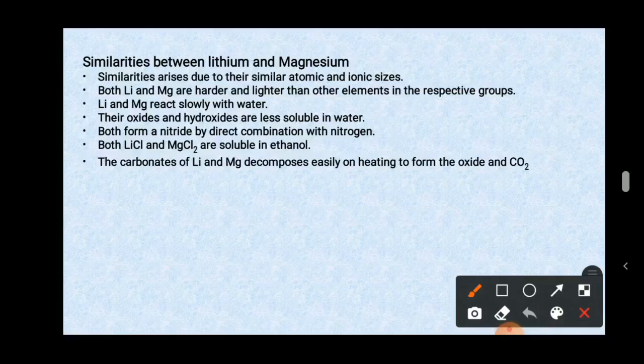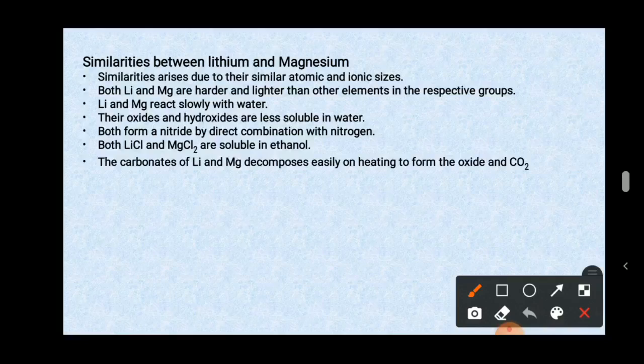Now, what are those properties? Both lithium and magnesium are harder and lighter than other elements in their respective groups. Actually, alkali metals are soft elements, but lithium is harder. In the same way, magnesium belongs to group 2, the alkaline earth metals, which are also softer elements, but magnesium is a harder and lighter element. Lithium and magnesium react slowly with water, because they are not highly reactive. That's why their oxides and hydroxides are less soluble in water.